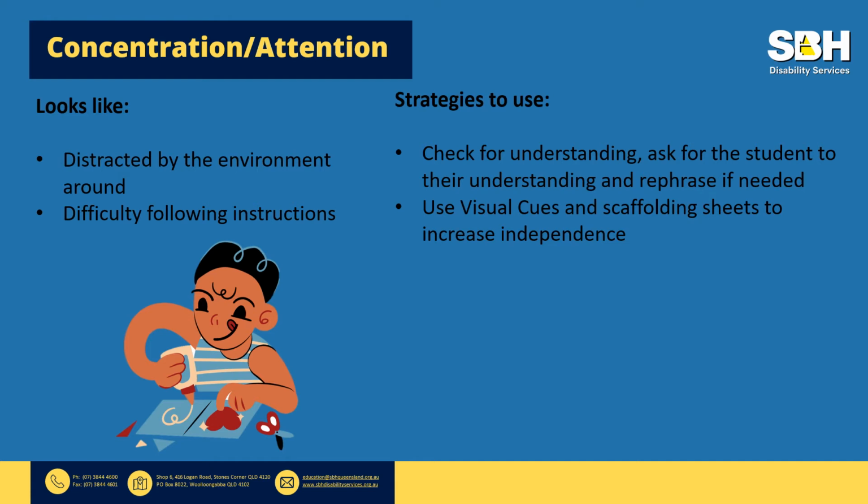So the strategies you would use: check for understanding, ask the student for their understanding, and rephrase if needed. I always ask the student to tell me what they've understood of what I've just said. If they can't repeat it back, then they don't know what you've said, or they haven't got a good understanding of what the task involved. Use visual cues. Visual cues are your go-to. And that's not just pictures, but it might be cues from your face, or what's around the classroom, like, look at that picture over there.